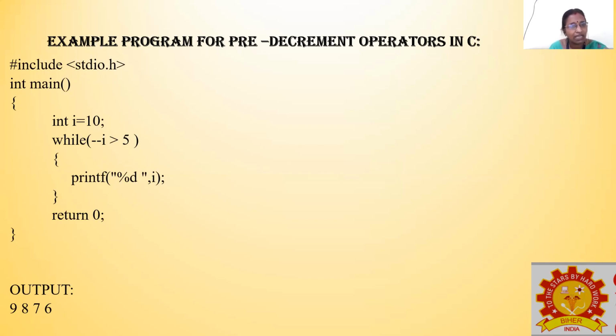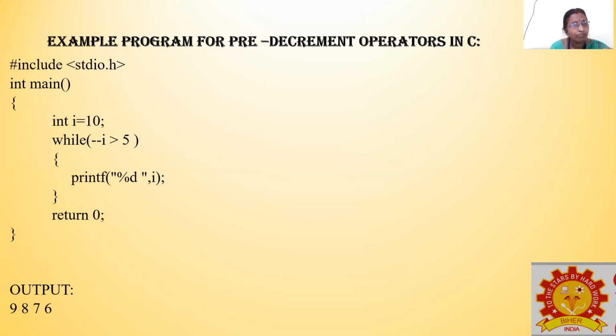You are printing the I value as 8. Then go to the while loop and then decrement, minus minus I, decrement the current I value. So the current I value is 8. When it is decremented, it will become 7. 7 is greater than 5. Yes. Then print the I value as 7. Then go to the while loop. Yes, decrement the I value, it will now become 6. Then compare, 6 is greater than 5. Yes, you are printing the value as 6.